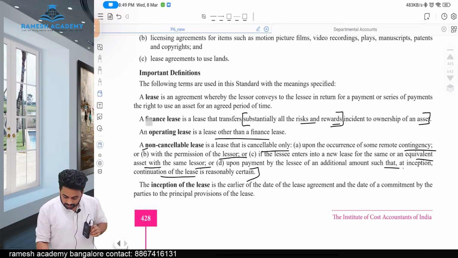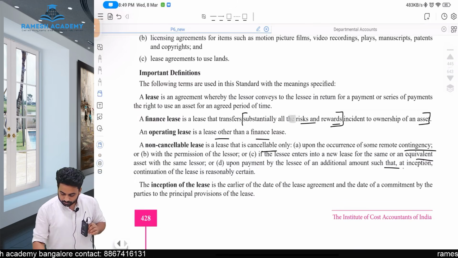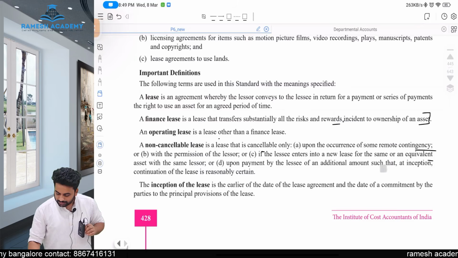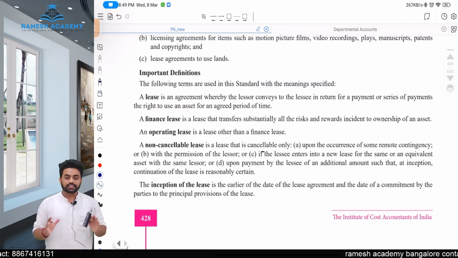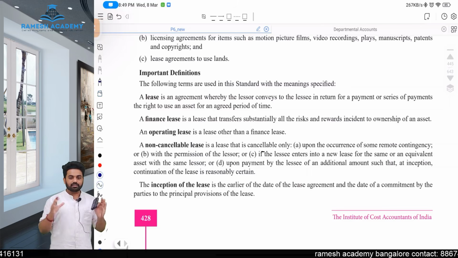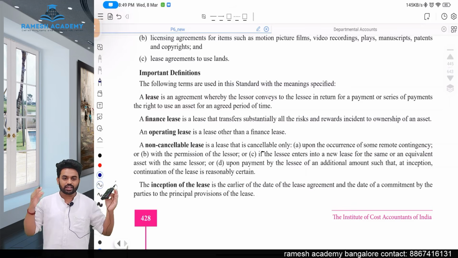Leases are divided into two. What are they, sir? Finance lease and operating lease.